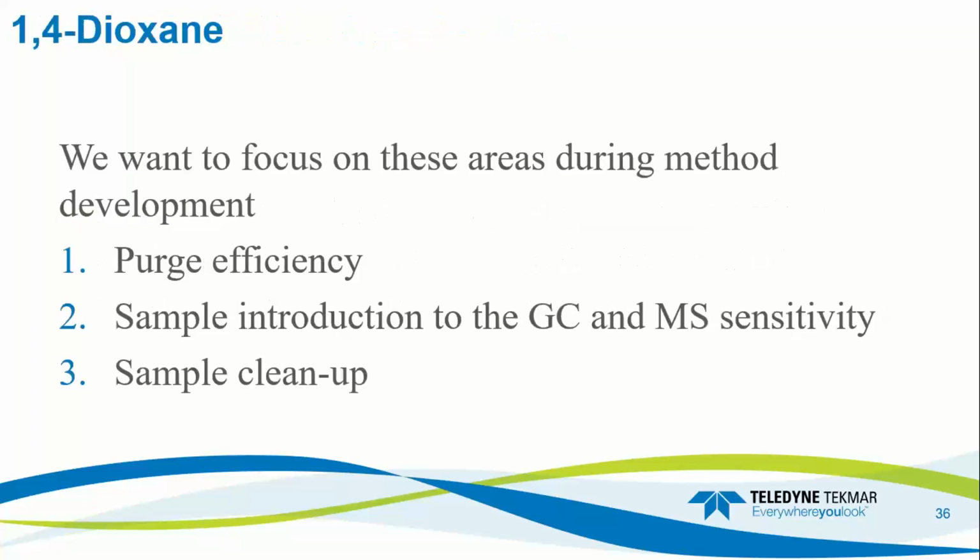All right, next method we want to cover is 1,4-dioxane. It's a solvent used in some industrial applications that can be found in drinking water. It's difficult to analyze because of its poor purge efficiency. Therefore, we need to focus on purging efficiency, sample introduction to the GCMS, sensitivity, because we need to see at low levels, and sample cleanup to ensure that there's no carryover from sample to sample.